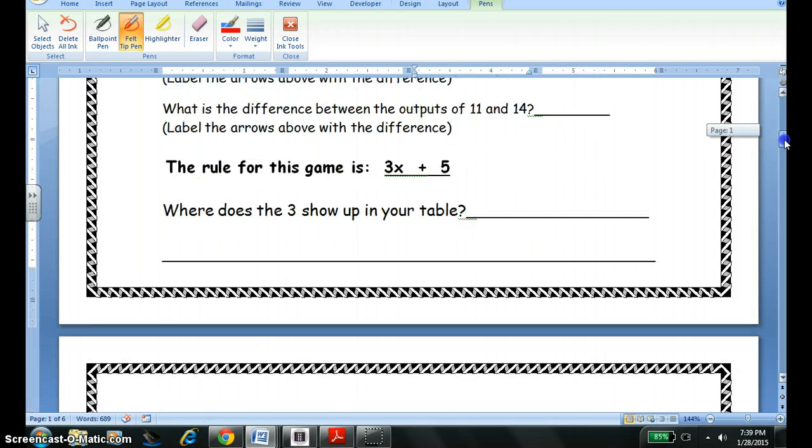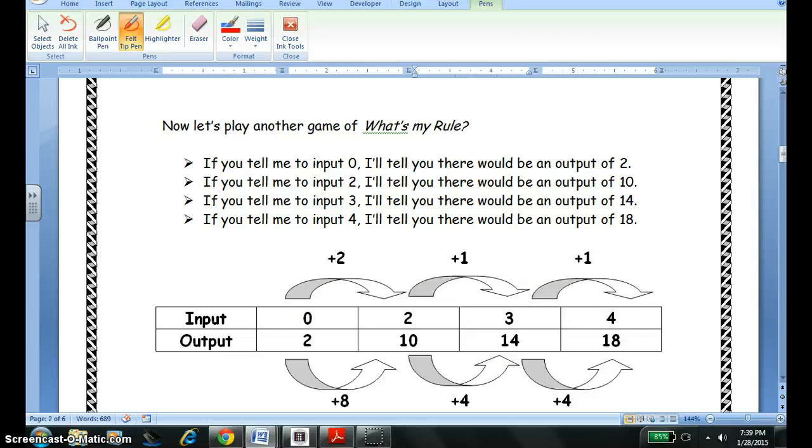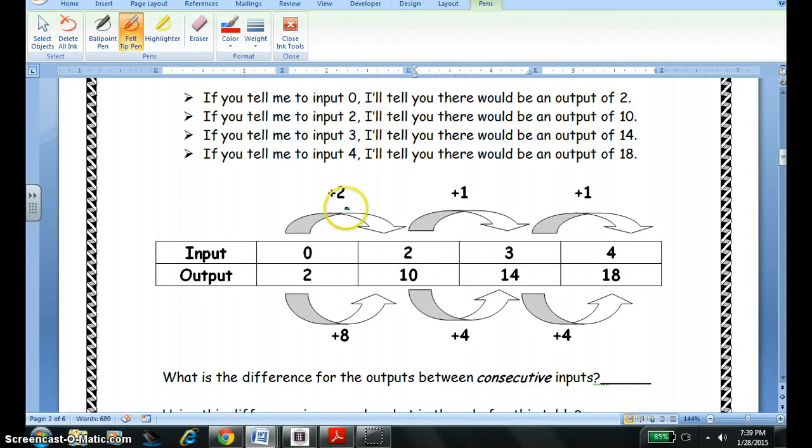So as I look down here, now I have other already filled in tables. Here's another game of What's My Rule. Here are my inputs, 0, 2, 3, and 4. And my outputs, 2, 10, 14, and 18. And hopefully you're noticing a couple of things that are different. One, the difference between my inputs is not consistent, and the difference between my outputs is not consistent.